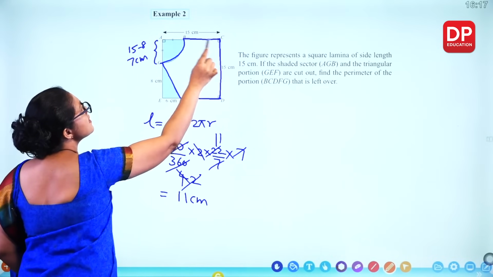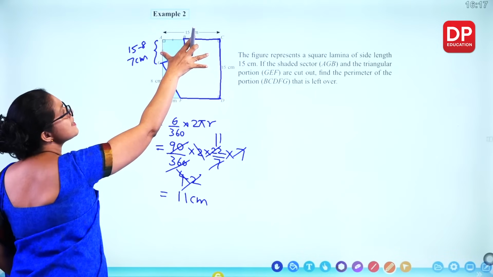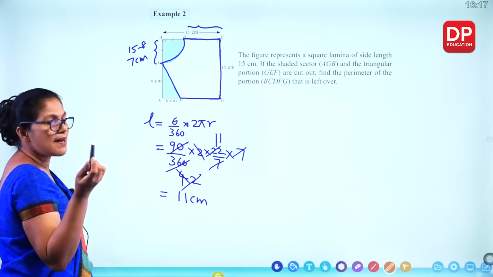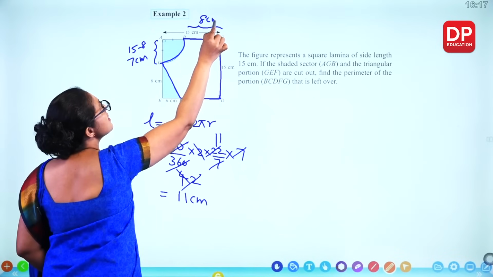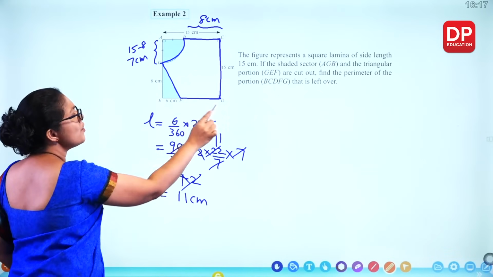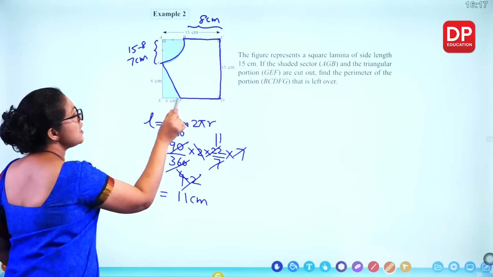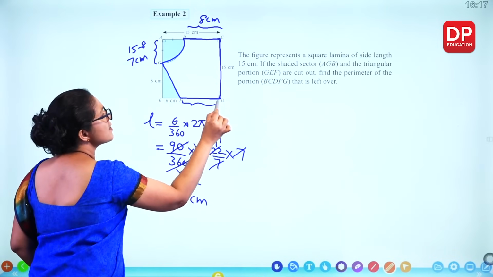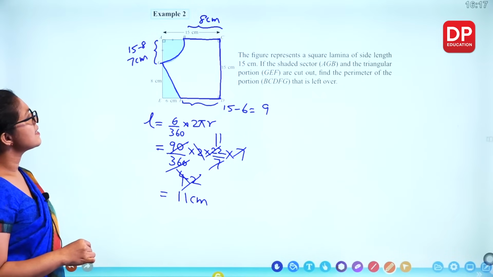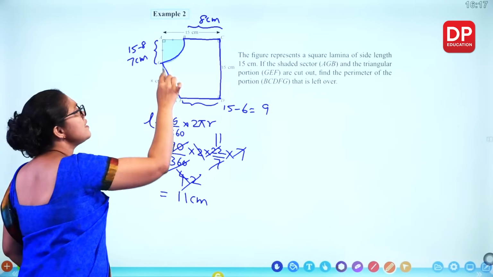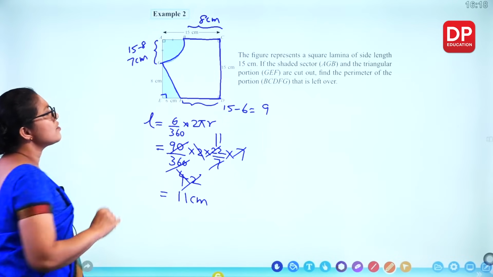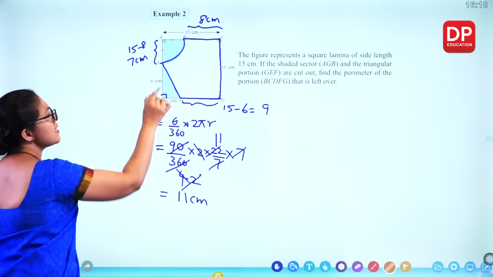Now we found this part. And what about this length? We know the total distance is 15. This is 7. So this part becomes 15 minus 7. You get 8 centimeters. So this side is 15. And what about this side? We know the total distance is 15. 15 minus 6 is this part. So 15 minus 6 is what? 9 centimeters. And how can we find out this length? We know this is a square, so this is a right angle.